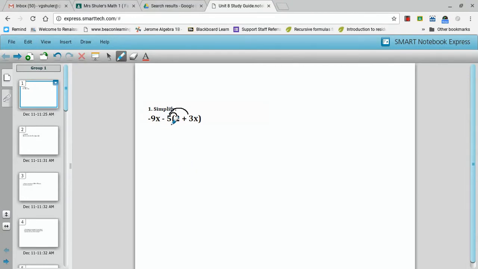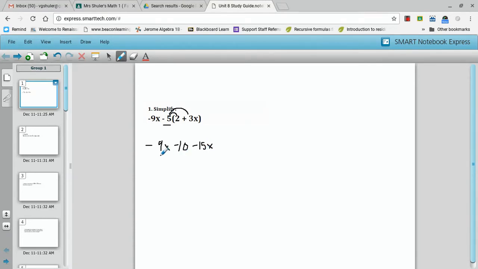Okay, the first problem, it says simplify. Now there's a -5 on the outside of this parentheses. We need to distribute it, which means we need to multiply. -5 times 9x is our first term. -5 times 2 is -10, is now our second term. -5 times 3x is -15x. So we've distributed the -5, multiplying it through the parentheses.